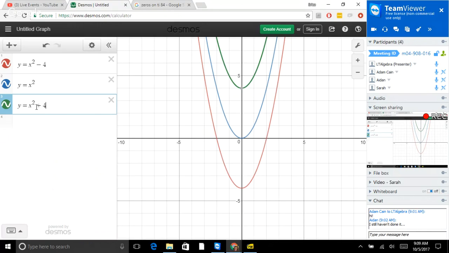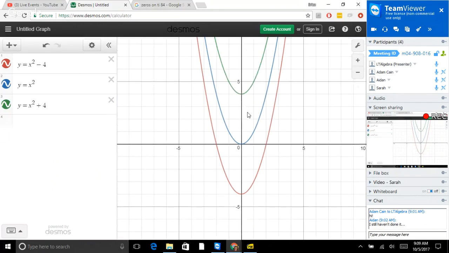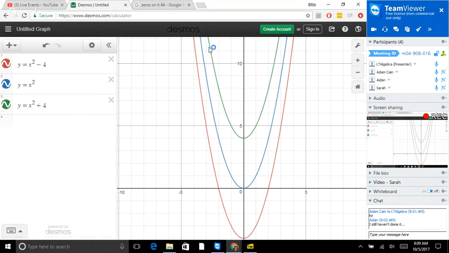So if I have my green quadratic equation, do I have any real zeros to this equation? For the green one? Nope. That's right. Aiden says no. I agree, Aiden. We don't have any real zeros to this equation.